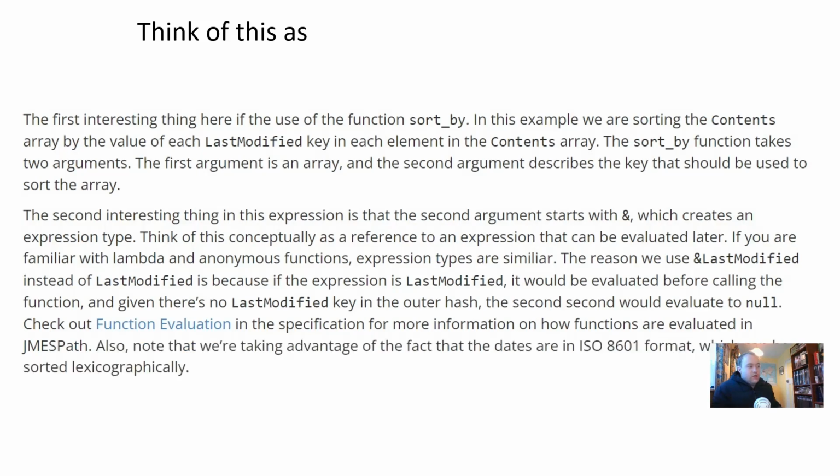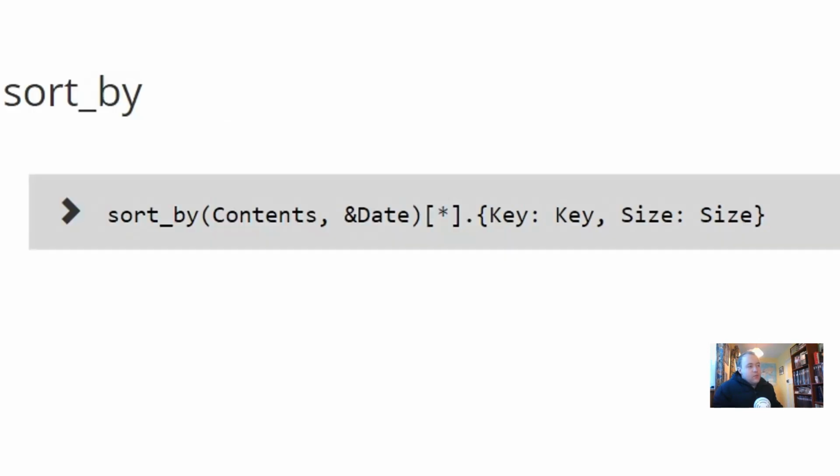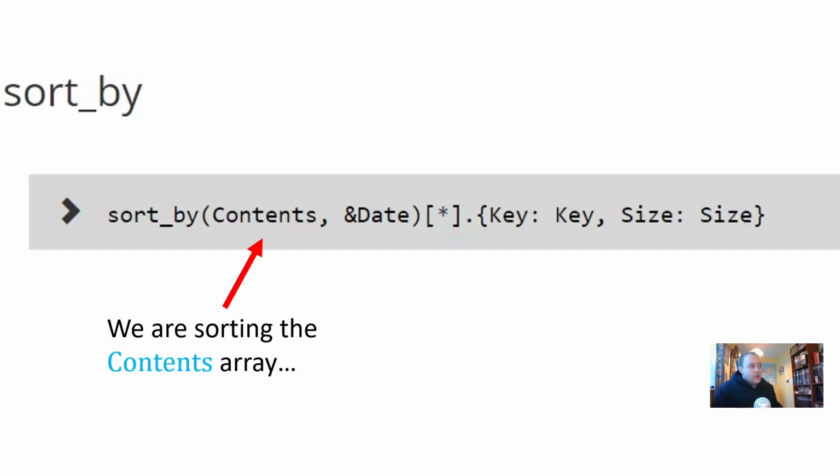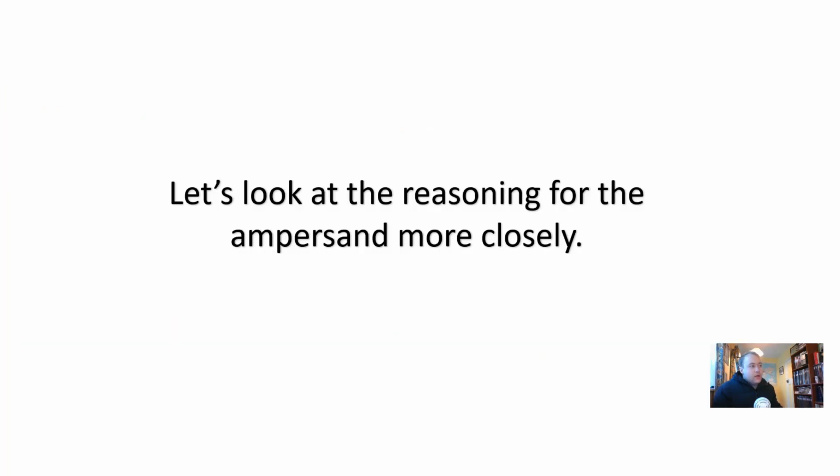There is no last modified key in the outer hash, so we need to hold off before evaluating that last modified key. Also note that we're taking advantage of the fact that the dates are in ISO 8601 format, which can be sorted lexicographically. Okay, so they say the second argument starts with ampersand, which creates an expression type. So we're sorting the contents array by the value of the date key, or last modified. Doesn't mean they've changed the example. Okay, so the ampersand creates an expression type.